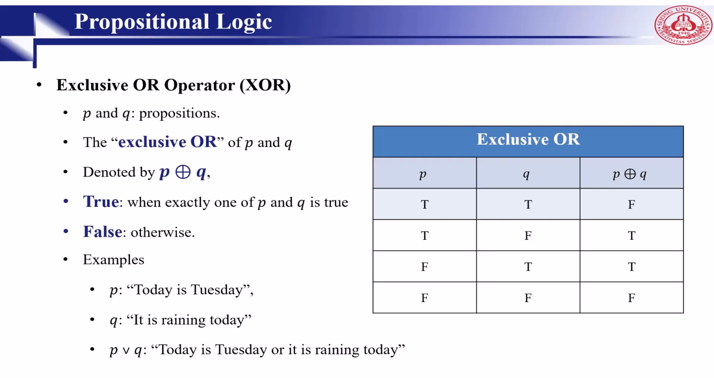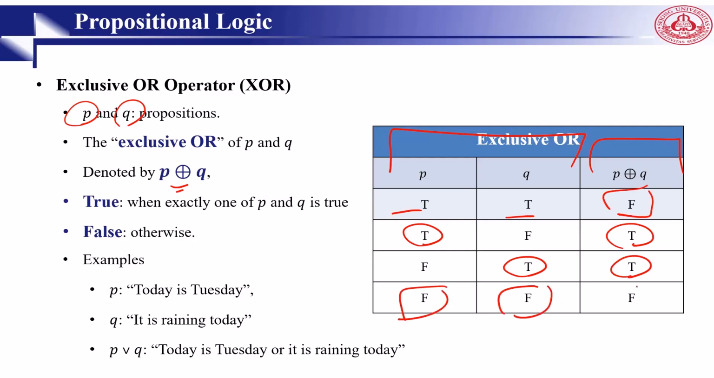The next operator is exclusive OR. Here, we have again two propositions as input and one as output. And the sign is circled plus, or O plus. Then, if exactly one of P or Q is true, the output is true. So if here only one is true, it is true, but if both are true, it will be F. If both are F, it will be F, right? So this is how exclusive OR works.